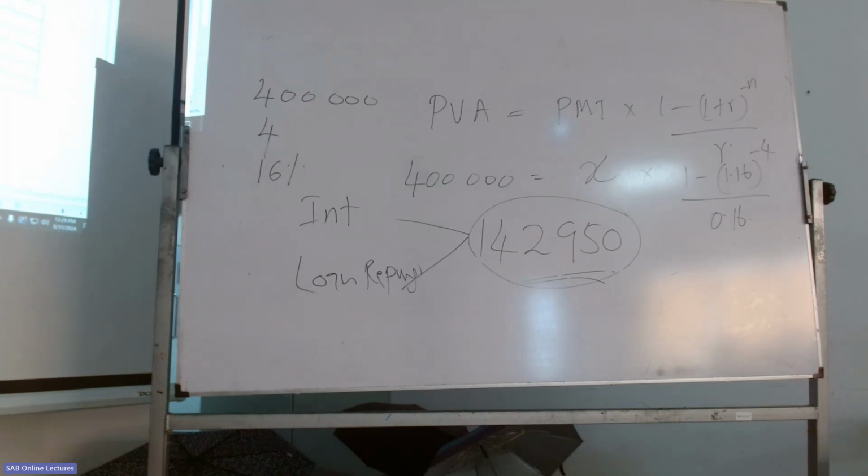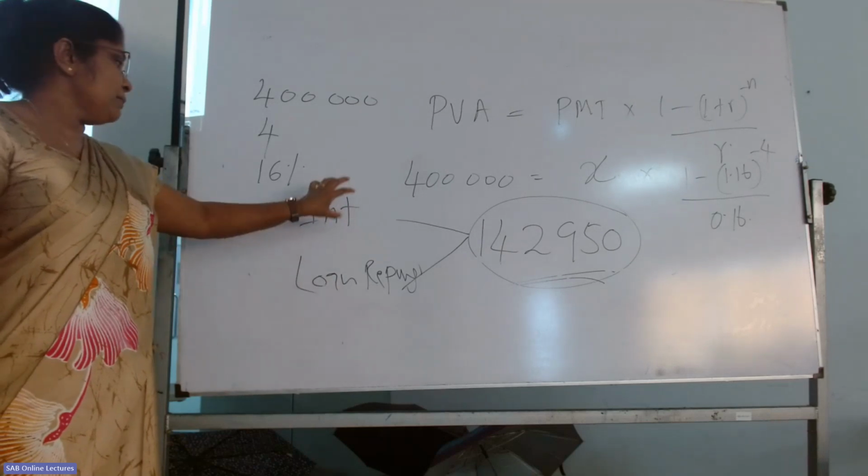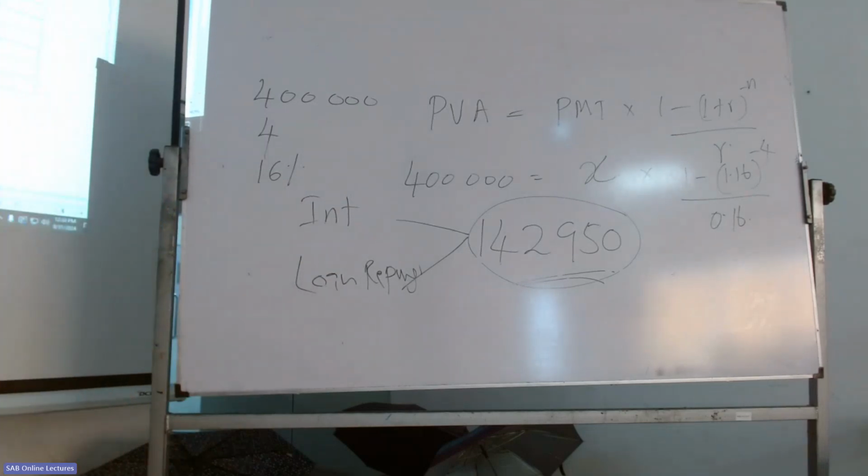So at the end of year 1, your loan repayment is how much? From the installment, 64,000 is interest. Installment consists of two components: the interest component and the loan repayment. In year 1, the interest component is 64,000. So the loan repayment is 142,950 minus 64,000. So in year 1 you repaid 78,950 of the loan.